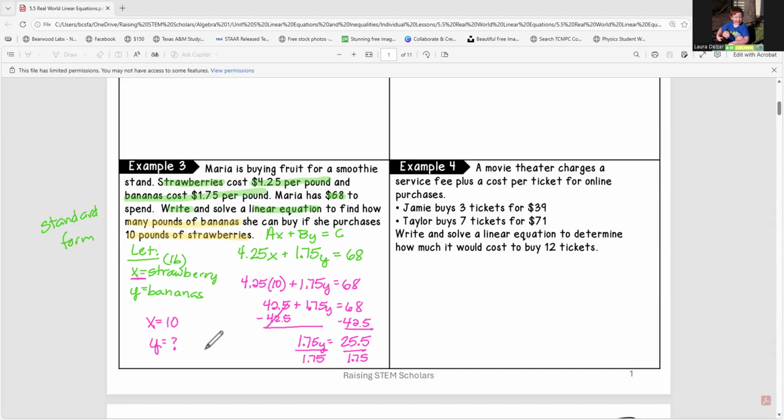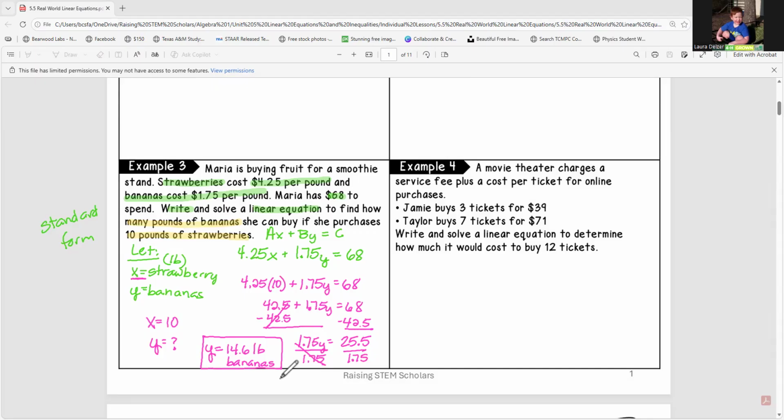And so we're going to get y equals, let's see, 25.5 divided by 1.75. That's going to give me 14.6 pounds of bananas. And notice I'm writing my label with this too because it matters. Like what does that 14.6 mean? It means pounds of bananas. It has a definition. So we definitely are going to write our units in these kinds of problems.